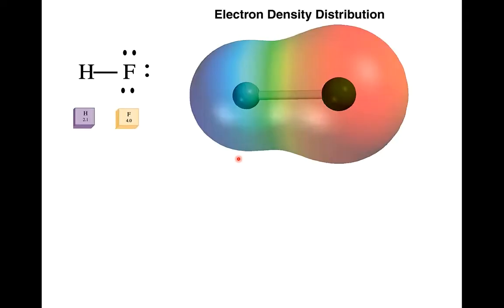And here's HF, where we have an even bigger difference in electronegativity. And this is a model of the electron density, the red or orangish colors being more negative, and the bluish colors being more positive. So what's happened in this molecule is the hydrogen in HF has less electron density than a hydrogen atom, and the fluorine in HF has more electron density than a fluorine atom. And so that's what we're seeing here.